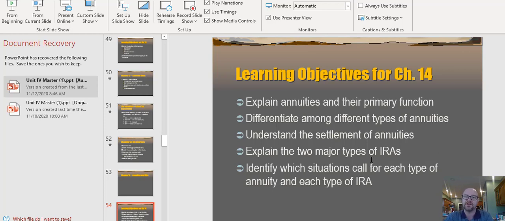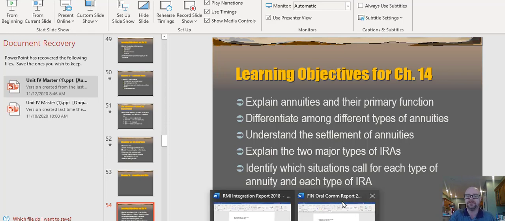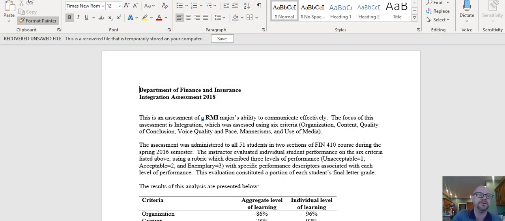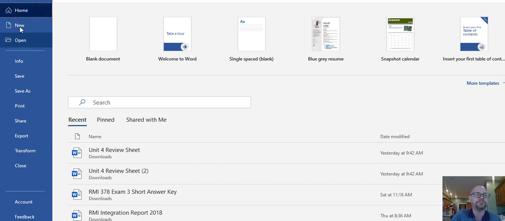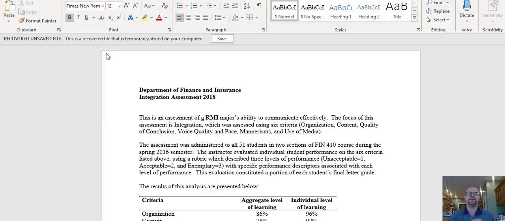So in this chapter, we got to talk about life annuities. There's a whole bunch of different types, a whole bunch of different features. We'll get a chance to talk about those. And then we'll talk about traditional and Roth IRAs. So before I go any farther, I got to frame this up a little bit. Let me go ahead and open a Word document here so we can talk about some of these things.